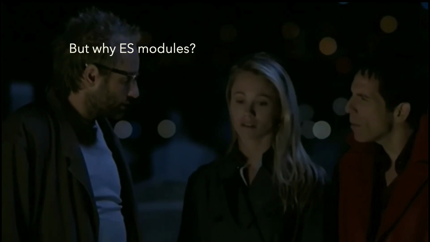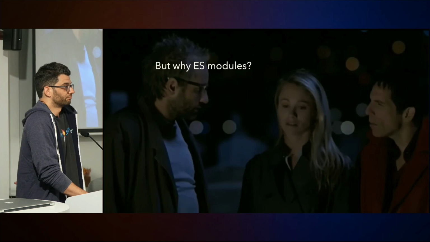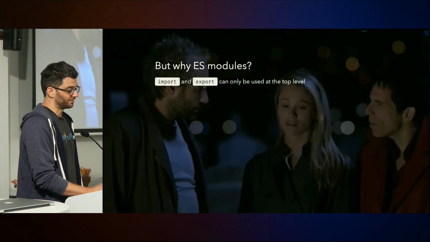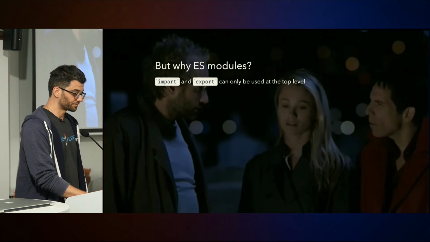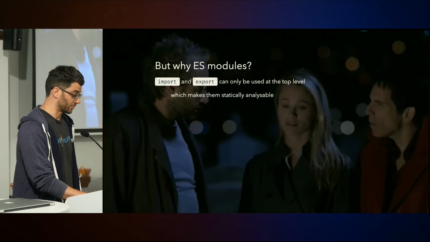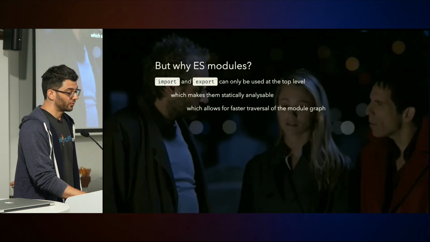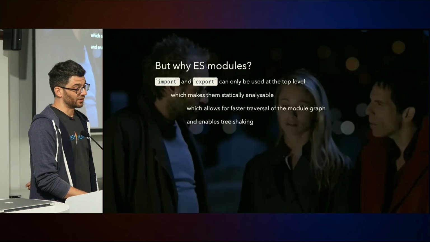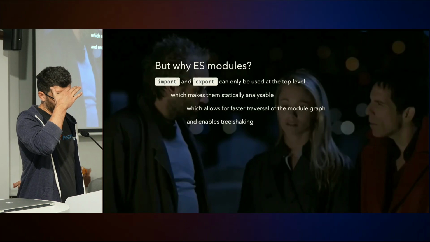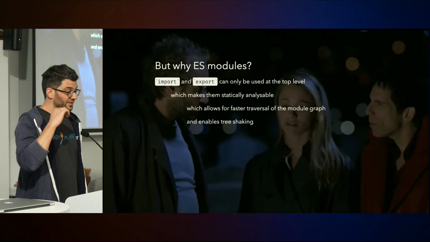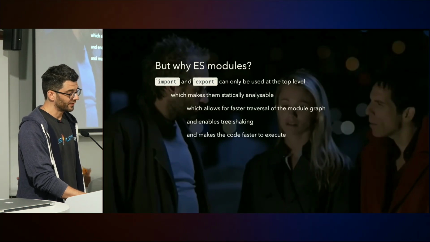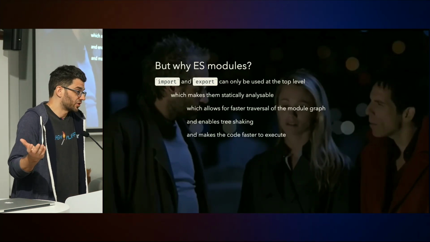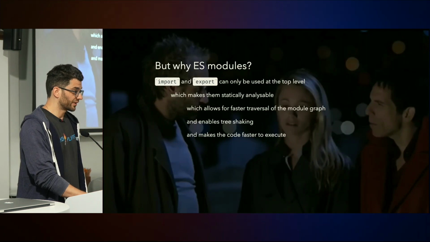So with that, what's the big deal? Why do we care about ES modules? Well, because the import and export are at the top level, that makes them statically analyzable, which allows for faster traversal of the module graph. And because we can also see which parts are used, we can throw away some code. It's called tree shaking, which makes the code faster. Less code to parse, faster to execute, right?